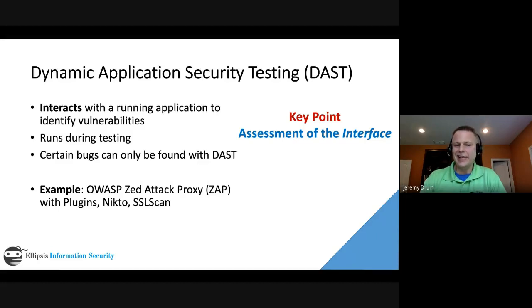So DAST products would be like OWASP Zed Attack Proxy. It's usually just called ZAP. And there's also SSLScan and other products. And what a tool like ZAP would do is interact with the app and fuzz it and send in all kinds of input. And based on how the application responds, it can find all kinds of vulnerabilities like cross-site scripting, or it can find SQL injection or other different kinds of issues. And there may be overlap. So take, for example, the SQL injection.